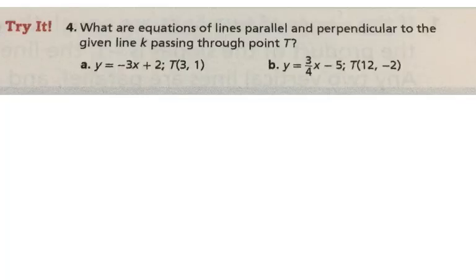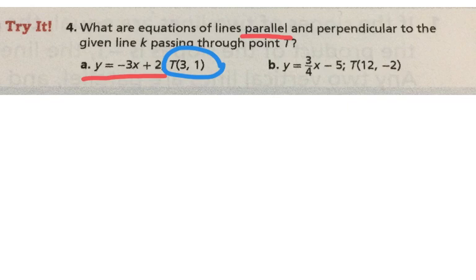Okay, so this one, I'm going to look at A part. I'm going to work the first part of A for us. It says we want the equation of a line parallel and perpendicular to the given line K passing through the point T. So every A part's going to have 2 answers and B part's going to have 2 answers. I'm going to start with parallel. So parallel are the lines that never touch, never cross, like railroad tracks. So I need to write an equation of a line that is parallel to this line, but it has to go through this point.